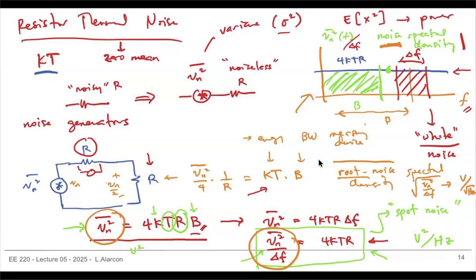So we're just starting to characterize noise. How do we think of noise? I can think of noise power as the variance of the noise, and it has a frequency response. It depends on how much frequency content I have, it depends on the value of the resistance, and it depends on temperature.